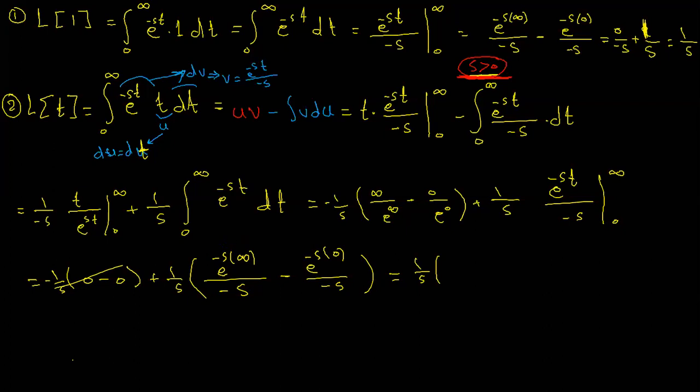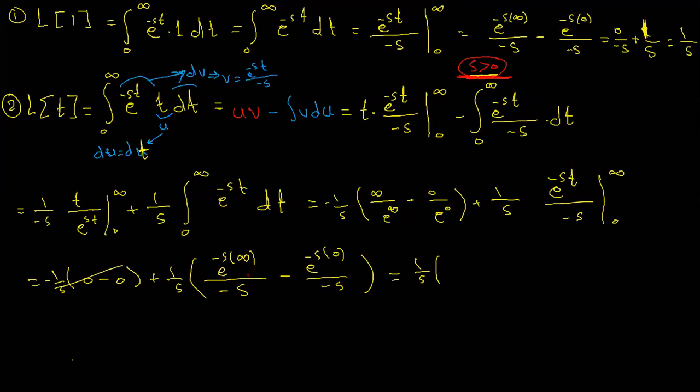What do you think about this? The first term in my bracket, what is this? Is it infinity or 0? What about if your s is negative 1 or negative 2? What do you think if your s is negative? That means you have e to the plus infinity. And e to the plus infinity is infinity.